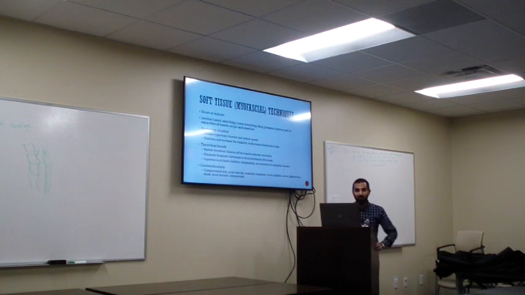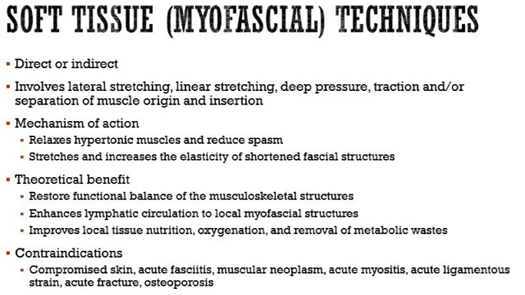The goal is to relax the hypertonic muscles and reduce spasm, and to stretch fascial structures that have been shortened due to the spasms. The benefit is enhancing lymphatic circulation, improving local tissue nutrition, oxygenation, and removal of metabolic waste. Now, notice I call it theoretical benefits because there's not really a way to prove that.